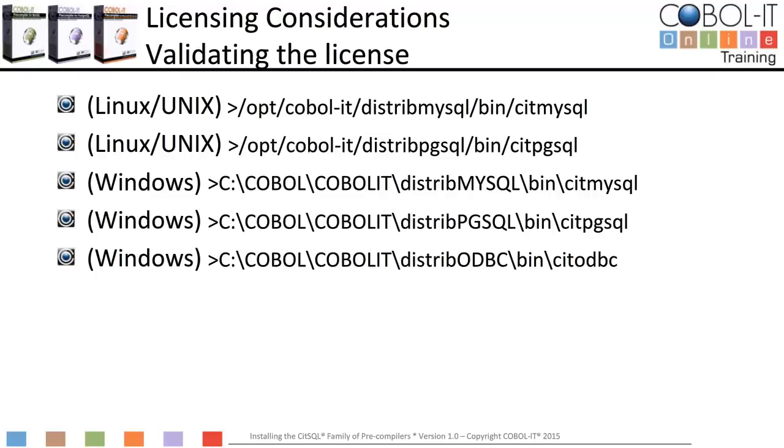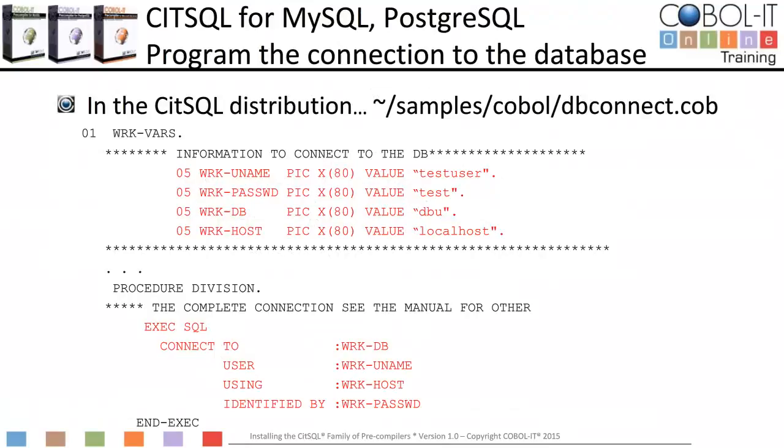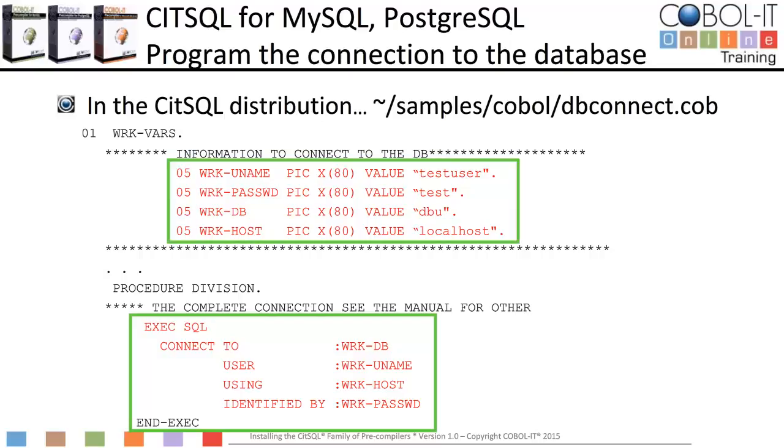Now let's look at the CitSQL sample programs, which are located in the samples folder of your installation. The CitSQL sample programs are named CitTest and dbconnect. The dbconnect sample program includes an SQL connect statement which connects to a database and then writes and reads from the database. Here, we see an excerpt from the dbconnect program. Here, we see that the database is called DBU. The username is test_user. The password is test. The host is localhost. Let's examine this more closely.